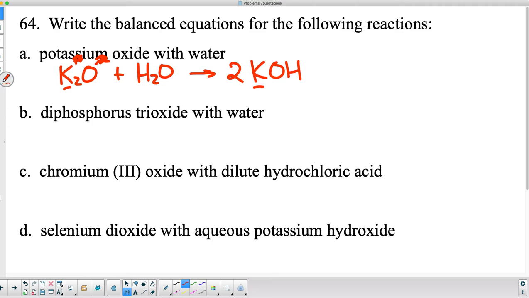I have two potassiums here, so that means that I have two potassiums on this side. And notice that if I put one more oxygen with the H2O, that means I have two hydrogens and two oxygens, which is what I have here when I put the 2 in front. That's why I put the 2 in front. So we got to write the balanced equations.